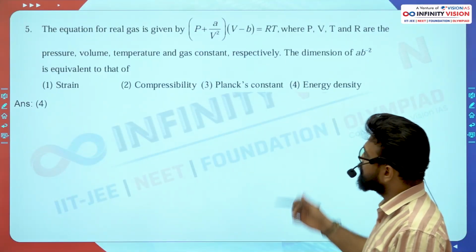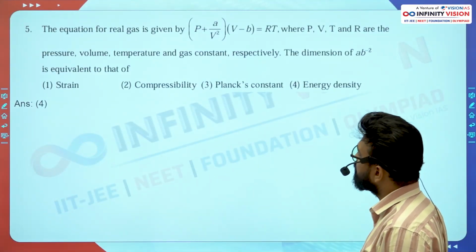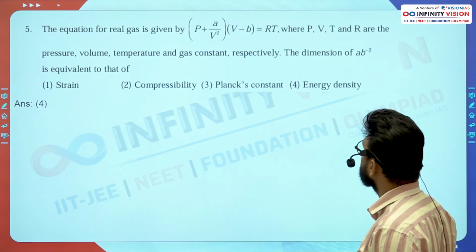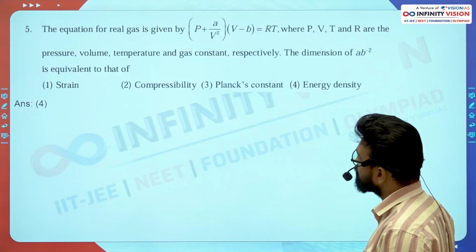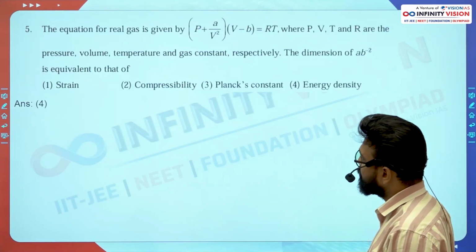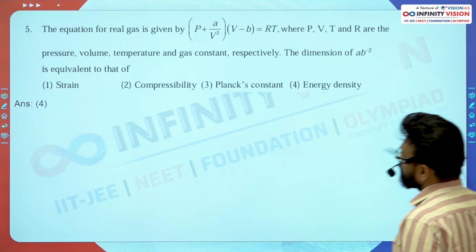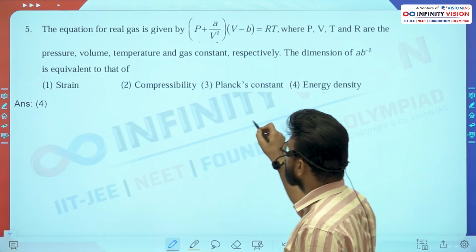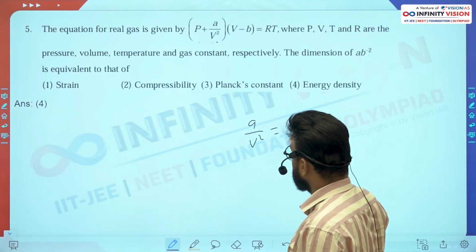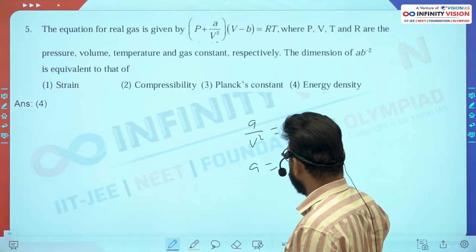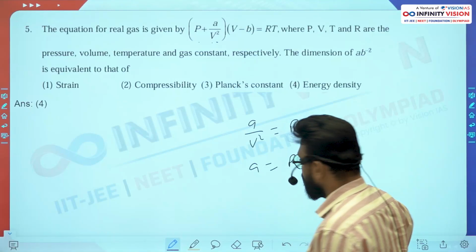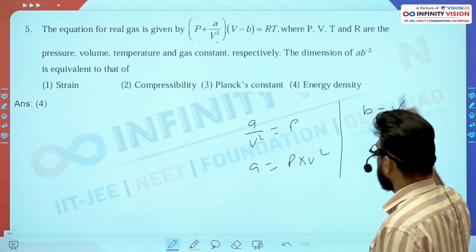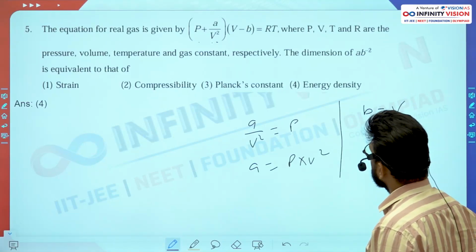Next, the equation of a real gas is already given to you, where P, V, T and R are pressure, volume, temperature, and gas constant. The dimension of A by B square is equivalent to what? So first of all, these two quantities would have the same dimension. So that means A by V square would have the same dimension as that of pressure. So A must have dimension of pressure into volume whole square. Similarly, B would have the dimension of volume.